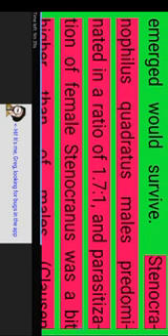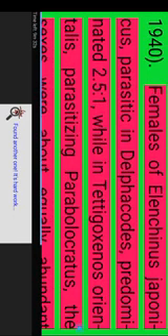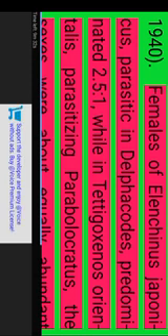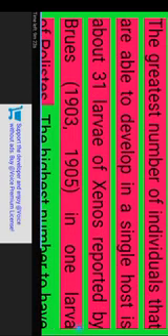Stenocranophilus quadratus males predominated in a ratio of 1.7:1, and parasitization of female Stenocranus was a bit higher than of males. Clausen 1940. Females of Elenchus japonicus, parasitic in Delphacodes, predominated 2.5:1, while in Pyrilloxenos orientalis, parasitizing Parabolocratus, the sexes were about equally abundant. Asaki and Hashimoto 1931.